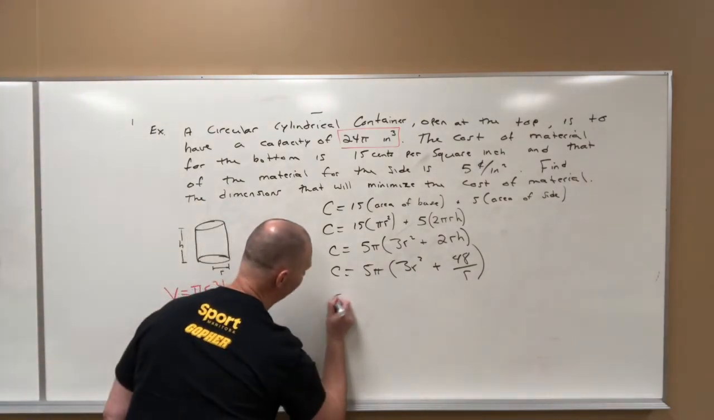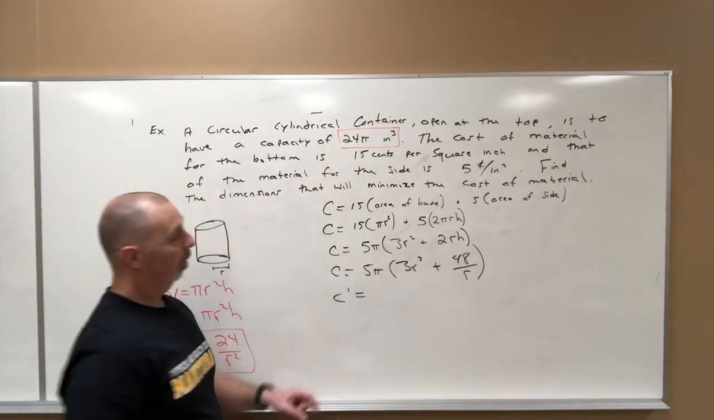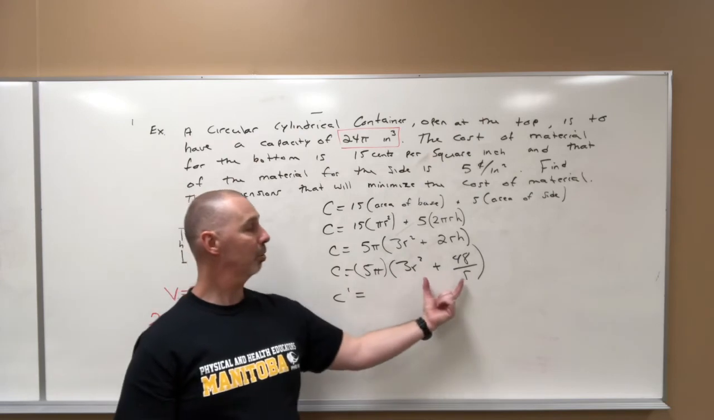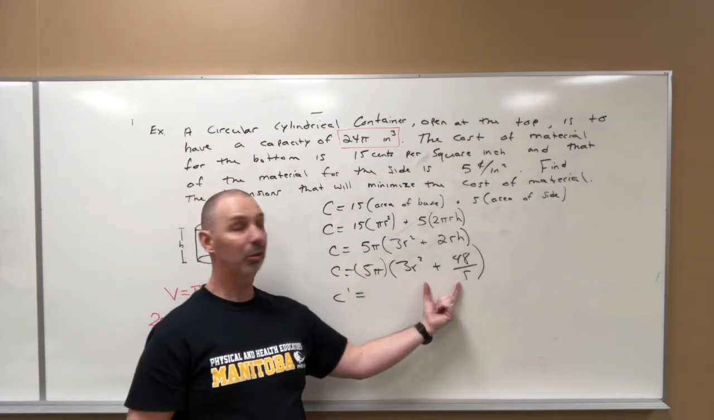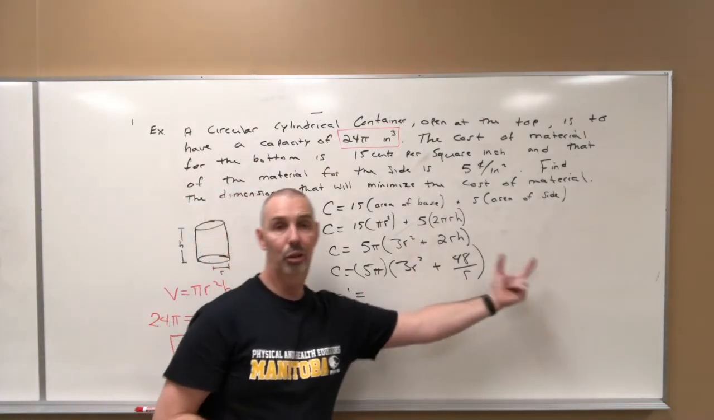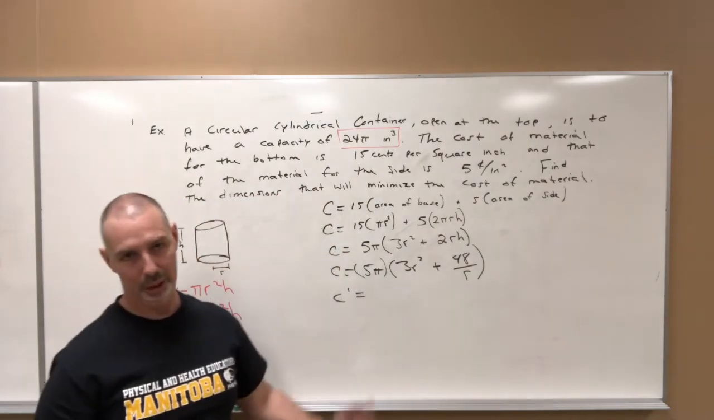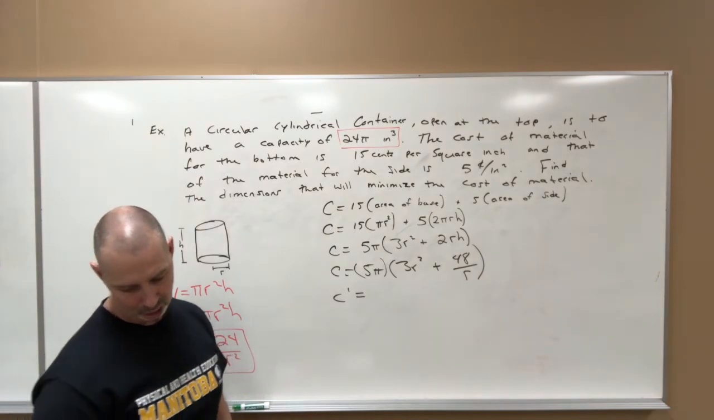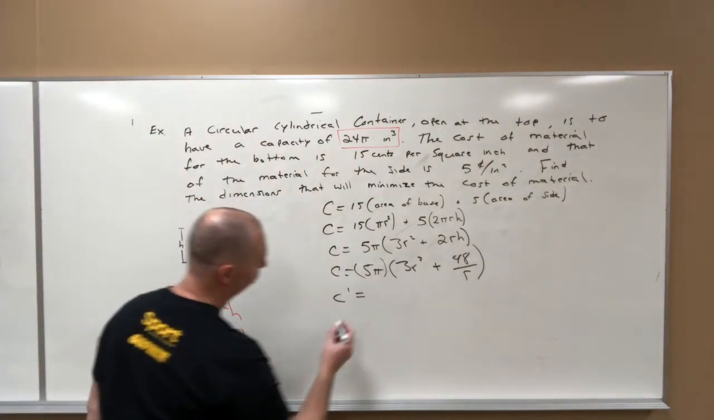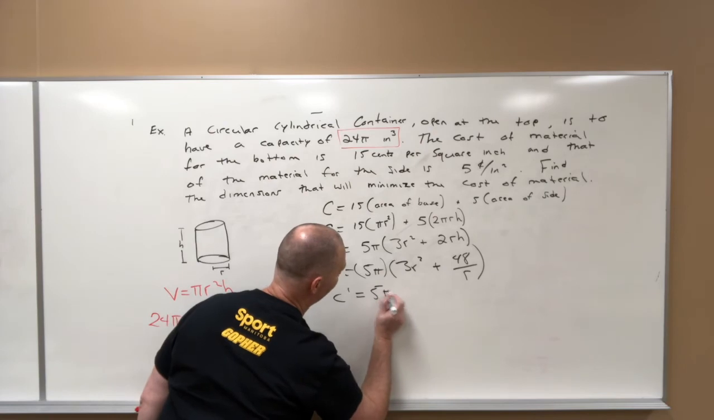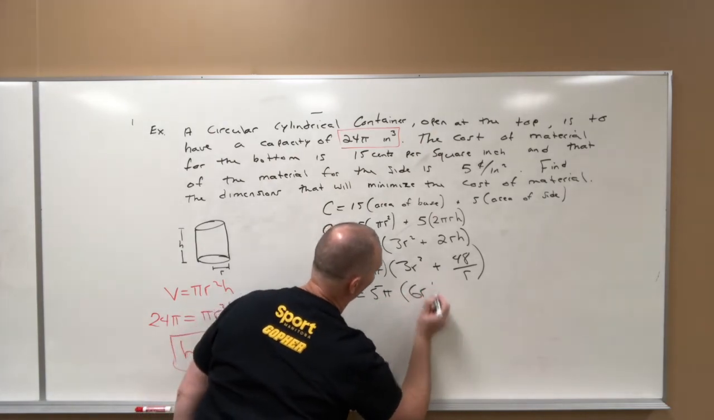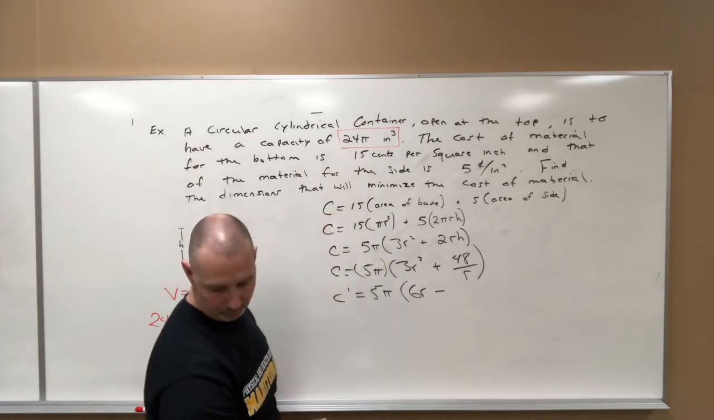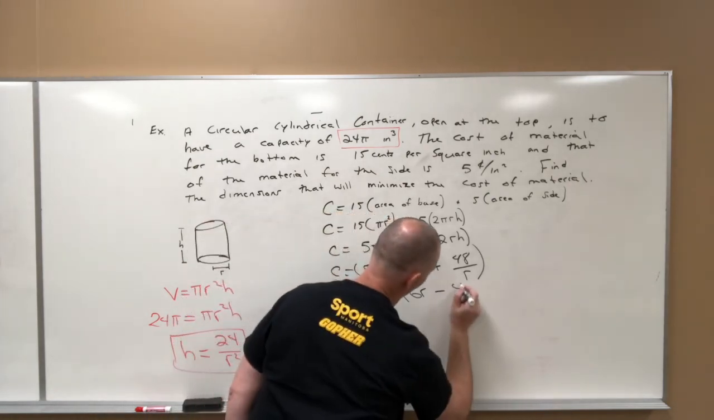We'll go C prime. And again, we're using a product rule here. We have 5 pi, which is just a number, times this. And so we'll do 5 pi times the derivative of this, plus 0 times the other piece. And so the second half of the product rule will just be 0, so we don't need to write that out. If we take the derivative, we're going to get 5 pi times 6r minus 48 over r squared.